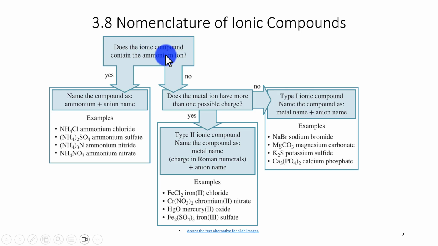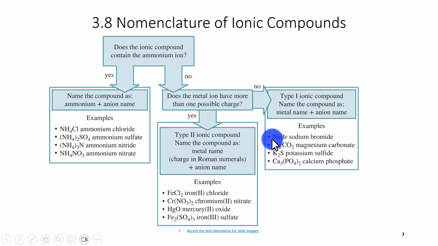If the ionic compound doesn't contain the ammonium ion, then you have two possibilities. Does the metal ion have more than one possible charge? If it doesn't, then it's a type 1 ionic compound. All you have to do is name the metal name plus the anion.